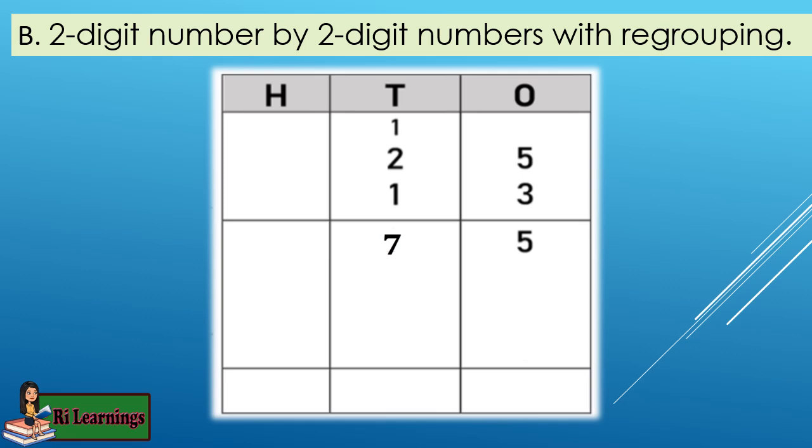Regroup if necessary. Write the product with its rightmost digit aligned in the tens column. 5 times 1 equals 5. Next. 2 times 1 equals 2. Step 4. Add the two partial products. Bring down 5. 7 plus 5 equals 12. Carry over 1 to the hundred place. Bring down 2. 2 plus 1 equals 3. The final product is 325.